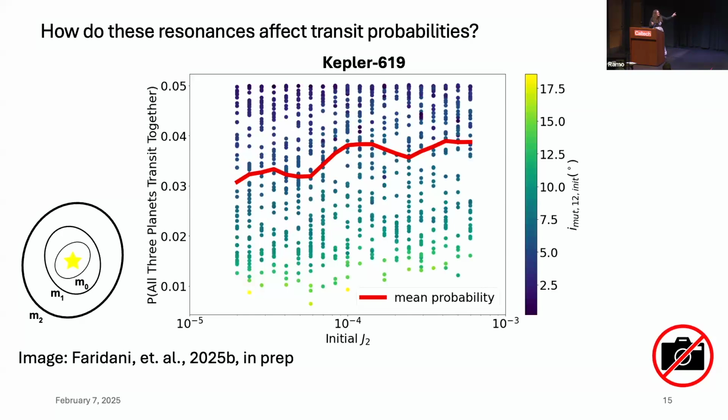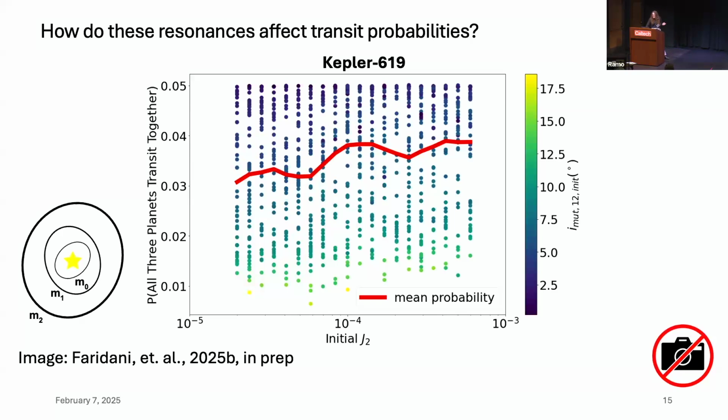And you can see that at about 8 times 10 to the minus 5 initial J2, there's a bump. So the probability that all 3 planets transit together, as observed, increases from just above 3% to just under 4%. A modest growth. It's about a 25% increase in your percentage points.